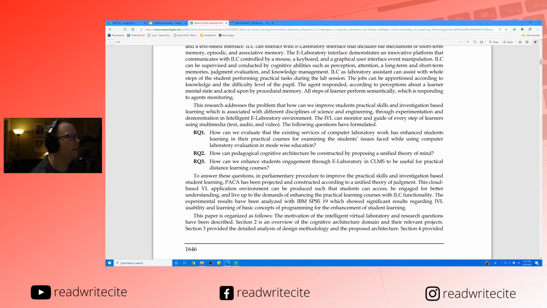I wonder what the C stands for. To be useful for practical distance learning courses. All right, so this isn't just a physical space. This is also an online element. They're trying to figure out how to do this effectively online.